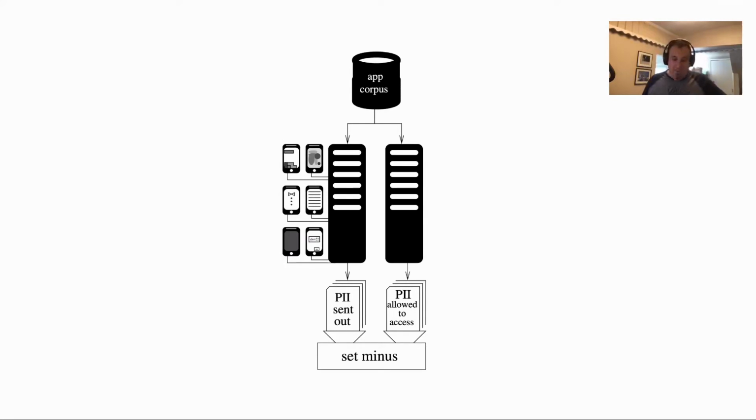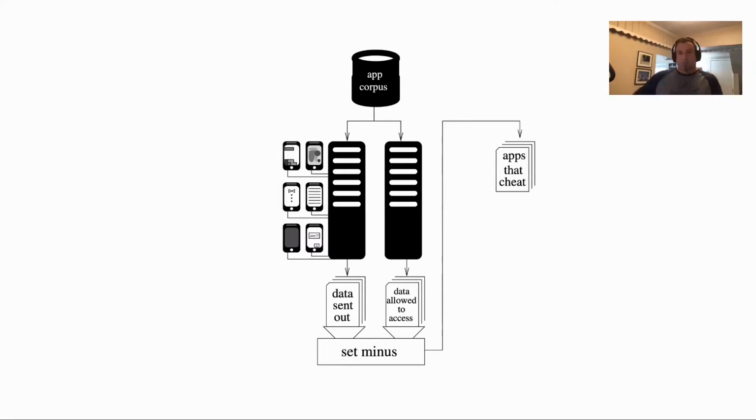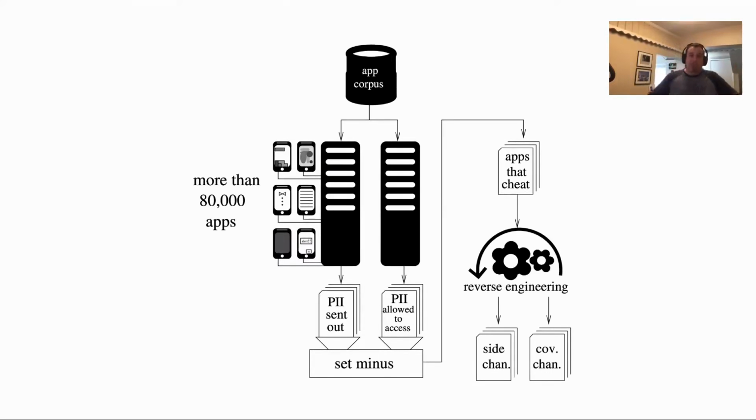So for instance, we can see which apps are allowed to access a certain type of data, and then which apps are sending that out. And if we subtract those to look at what apps are sending data out but didn't have access to it, then we consider those apps that cheat. And so these are all operations that we can do automatically using our test bed. What happens then, though, is when we see apps that cheat, now it becomes a matter of reverse engineering, figuring out how they're doing it. And this is largely a manual task. And so let's take a look at how this works.